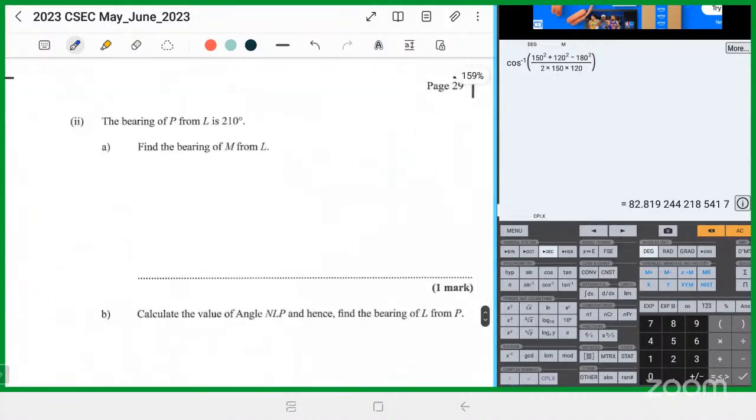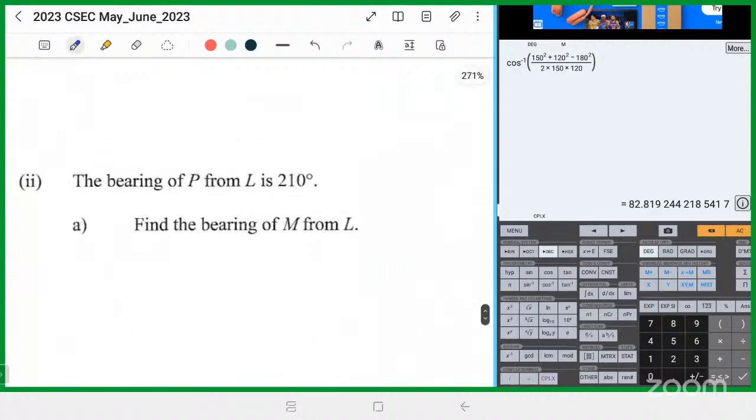Next part now says the bearing of P from L. And remember, when you're drawing a bearing or calculating a bearing, you must always focus on the from position. Everything is done at the from position. So from L to P, the bearing is 210. So the bearing is at L, at the from position, 210.